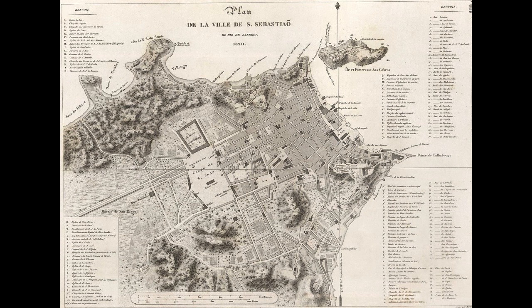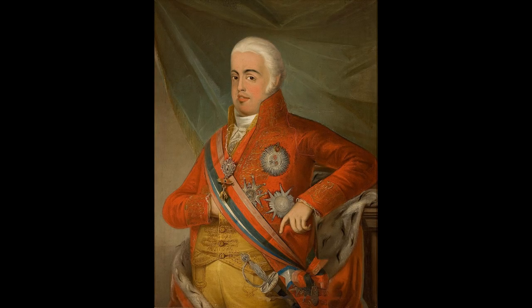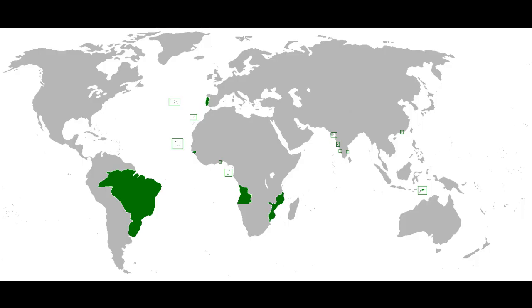With Napoleon expelled from the Iberian Peninsula in 1814, the royal family decided to stay in Brazil. In 1815, then Prince João VI established the United Kingdom of Portugal, Brazil, and the Algarves, with Rio de Janeiro as its capital, making it the first time the capital of a European nation resided outside of the continent.